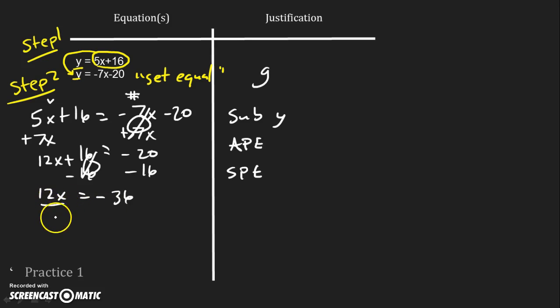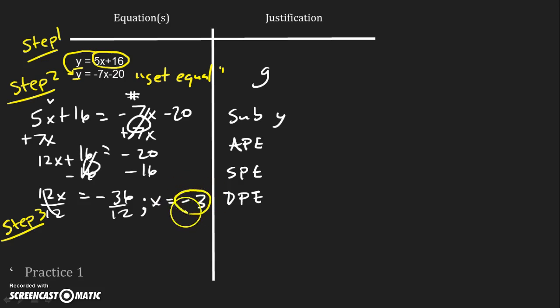Now we can go ahead and finish this out by dividing both sides by 12. And what we get for x is x equals negative 36 divided by 12. 36 divided by 12 is 3, so negative 3. What did we do to both sides? We divided both sides. Now we can do step 3. We solved for one of the variables, so now we're going to substitute this negative 3 for x.